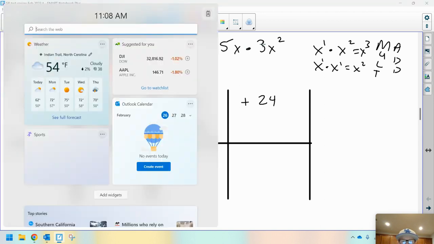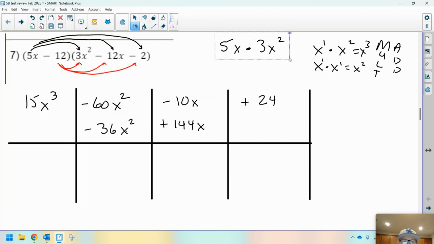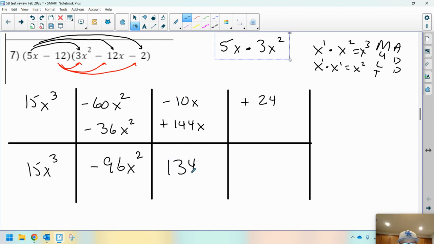Add the like terms. 15x to the third. Let's add these up. That looks like it's going to be negative 96x squared. 144 minus 10 is 134. That's a plus 134x and then plus 24.